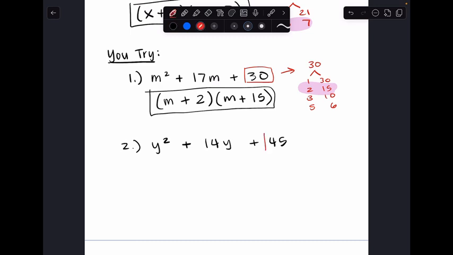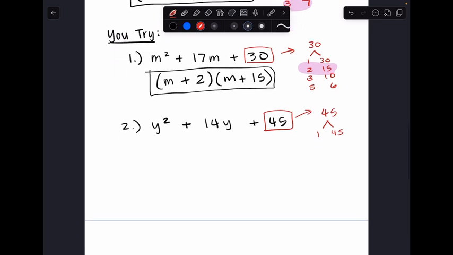All right, for number 2, do the same thing. Find your factors of 45. So I'm going to list those out to the side. 1 and 45. Let's see, 2 doesn't go into it. 3 and 15. 4 doesn't go into that. 5 and 9. I think those are the only ones. All right, again, set up your pairs of parentheses. We're going to have a y and a y here because, again, if you FOIL this out, y times y gives you the y squared.